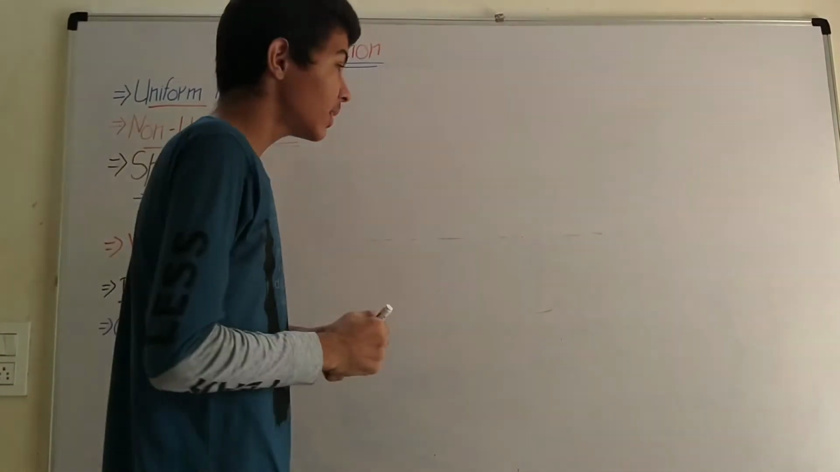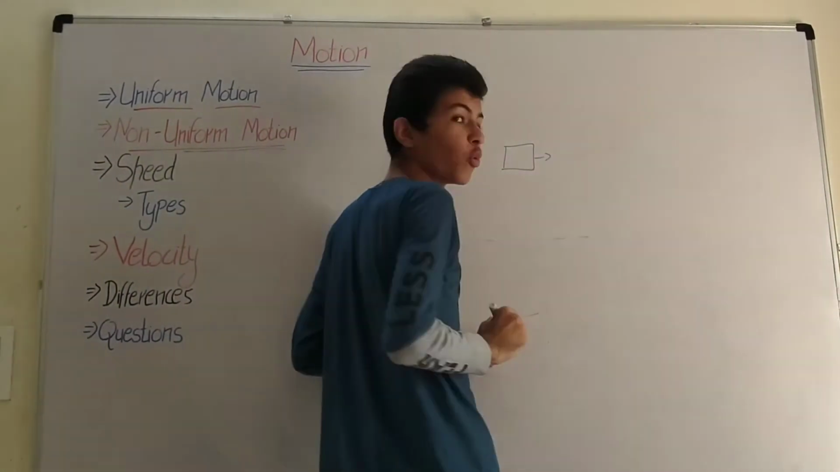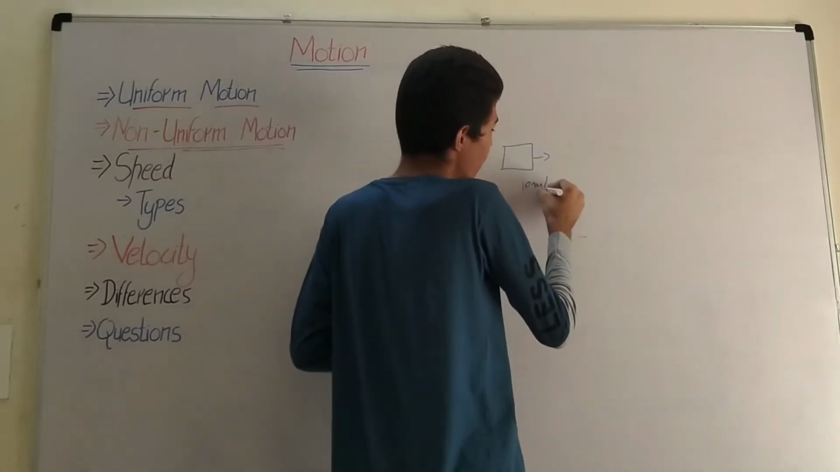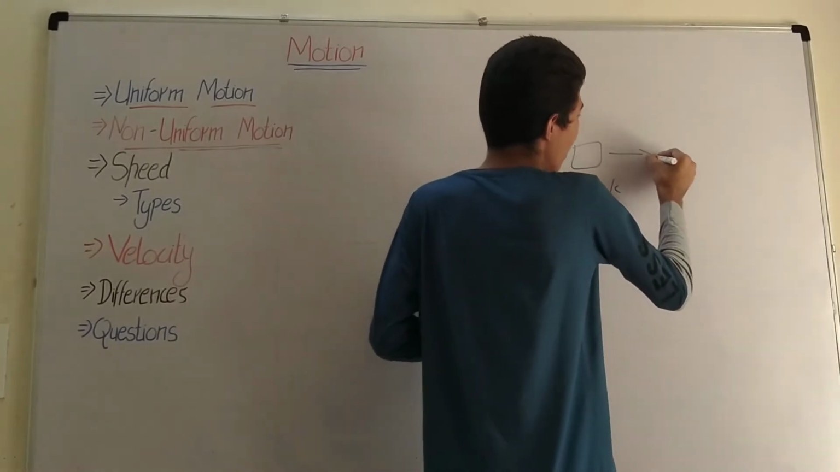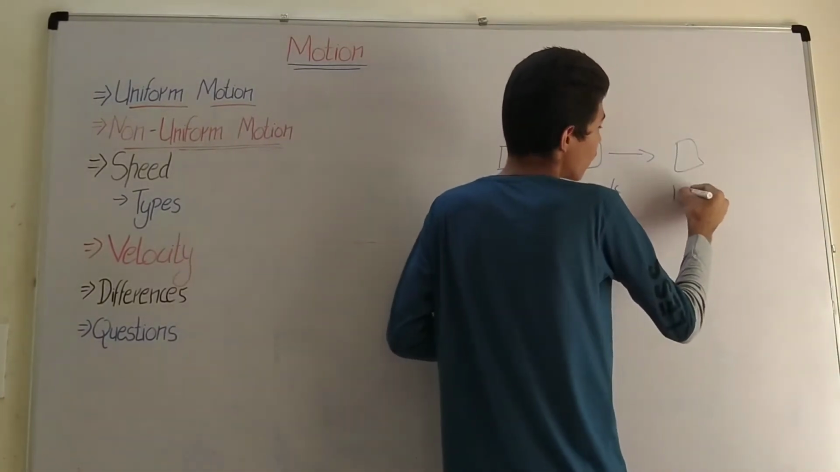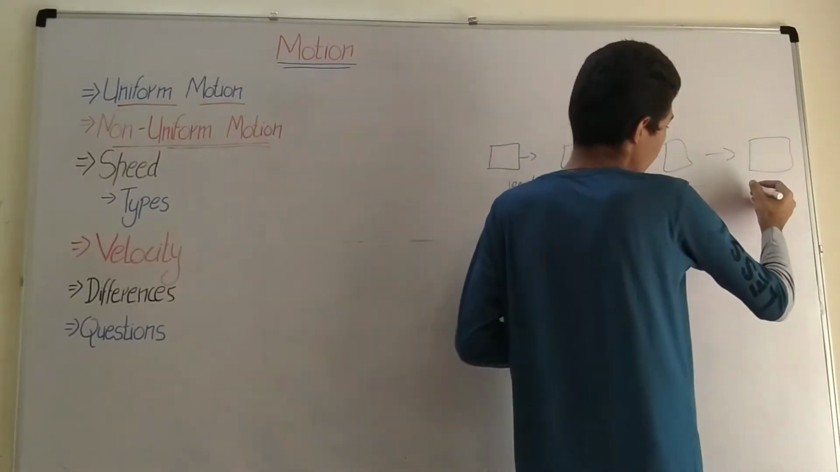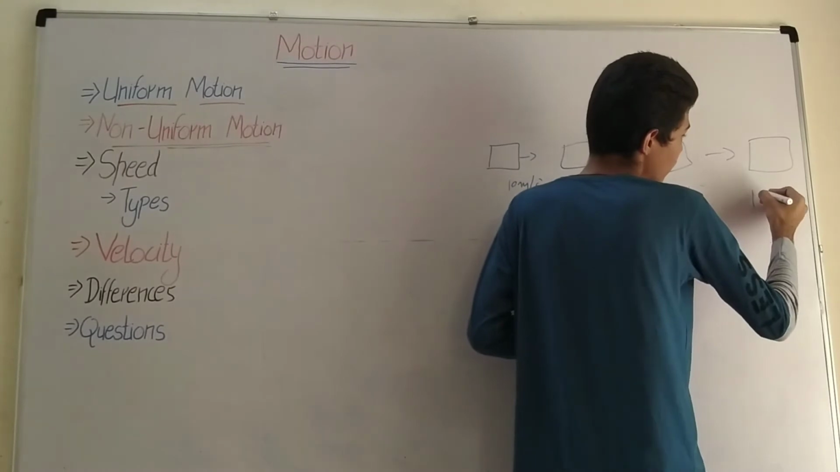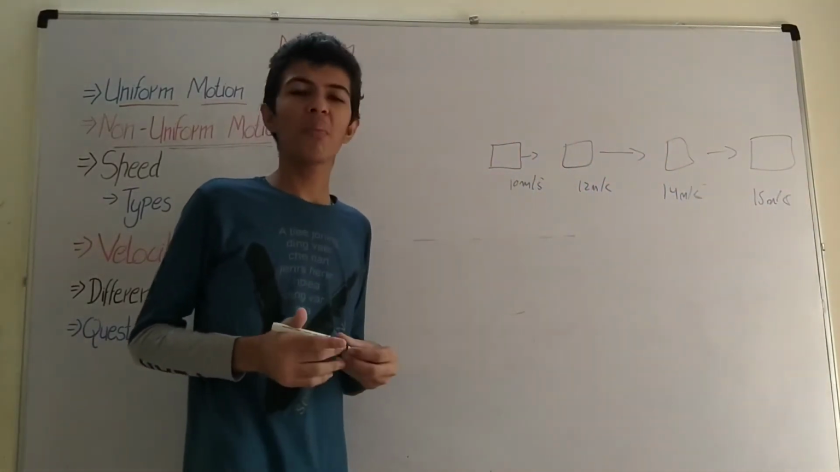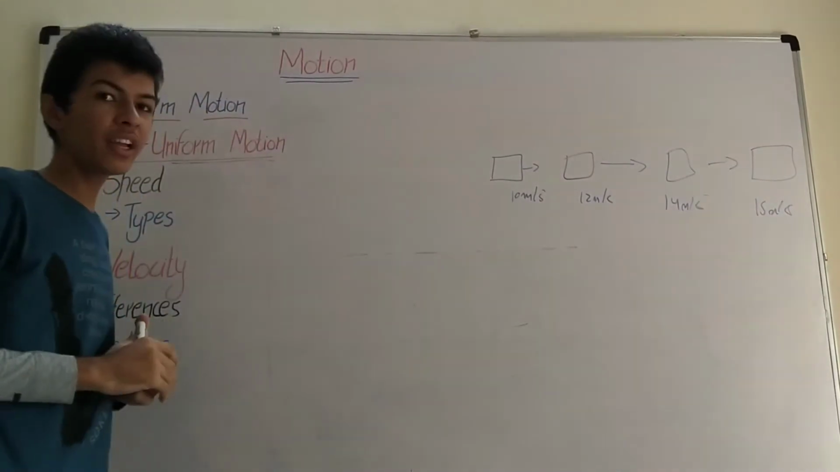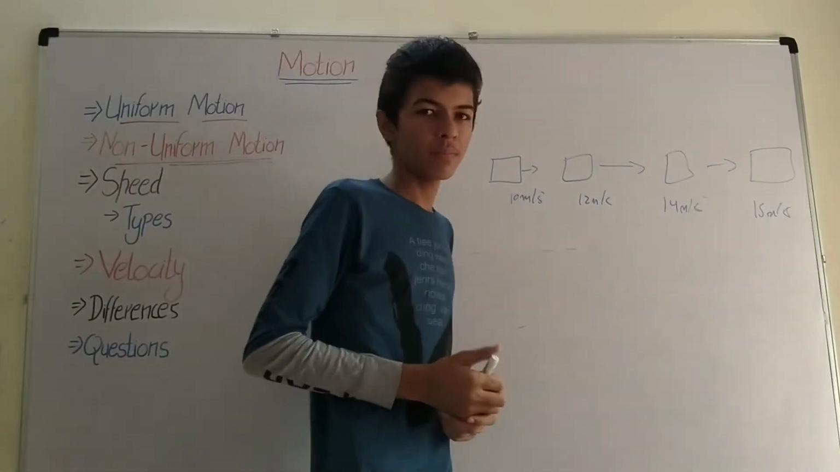So now what does the body do? The body was first moving with 10 meters per second. Then it turned to 12 meters per second. Then it moved to 14 meters per second. And then it changed its speed to 15 meters per second. So is this now a uniform motion body? No, it is a non-uniform body because it is changing its speed.